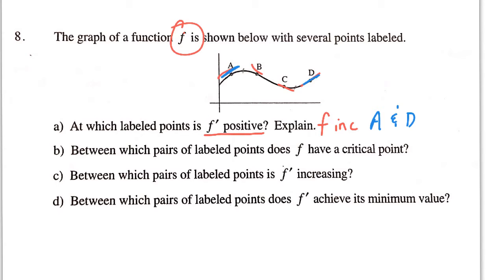Part B says, between which pairs of labeled points does f have a critical point? Well, critical points happen at two places. Those are when f prime equals 0 or when f prime does not exist. Looking at this graph, there's no place where f prime does not exist because there are no sharp points. So I'm really just looking for where f prime equals 0, and those points are going to be where we have our horizontal tangents. So we'll have a horizontal tangent between A and B, and another one between C and D.